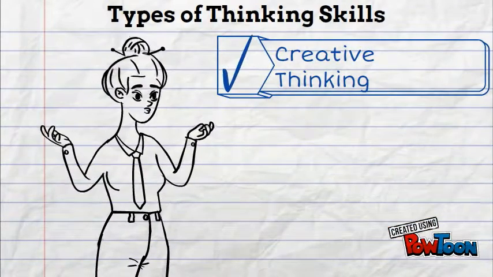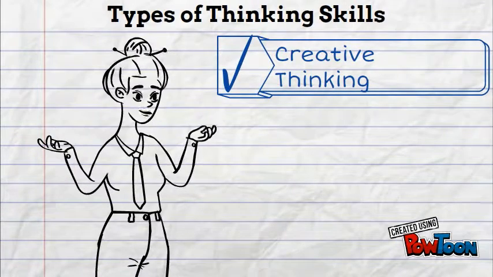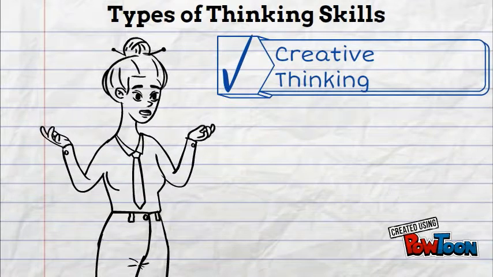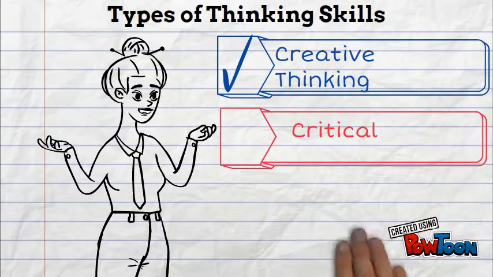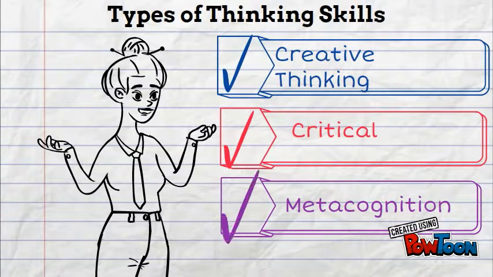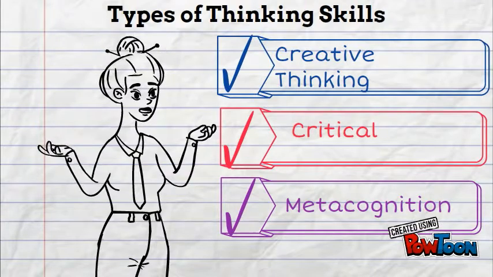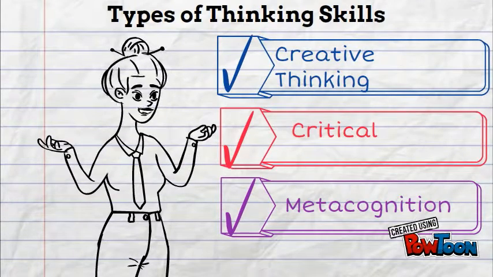Creative thinking, or adaptive expertise, is described as an idea person or someone able to solve unfamiliar problems. Critical thinking is described as having the ability to interpret, evaluate, or infer information. Metacognition is your mind's operating system that sets goals, monitors progress, or adjusts thinking approaches.